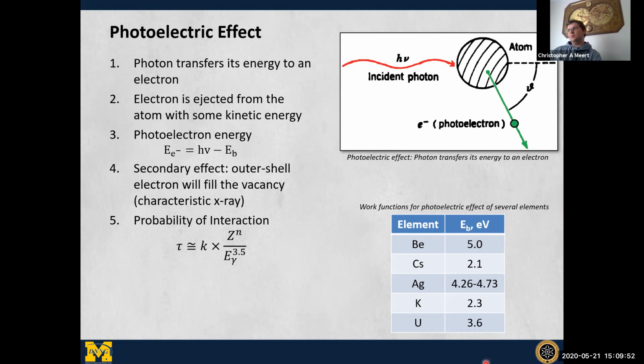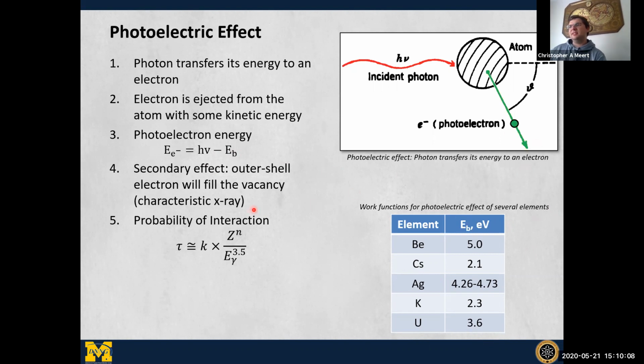I've included a few sample values in the lower right in this table. An important thing to see there is that they're relatively small energies compared to typical gamma rays, eV as opposed to the kiloelectron volts or even mega electron volts that we often work with for gamma rays.